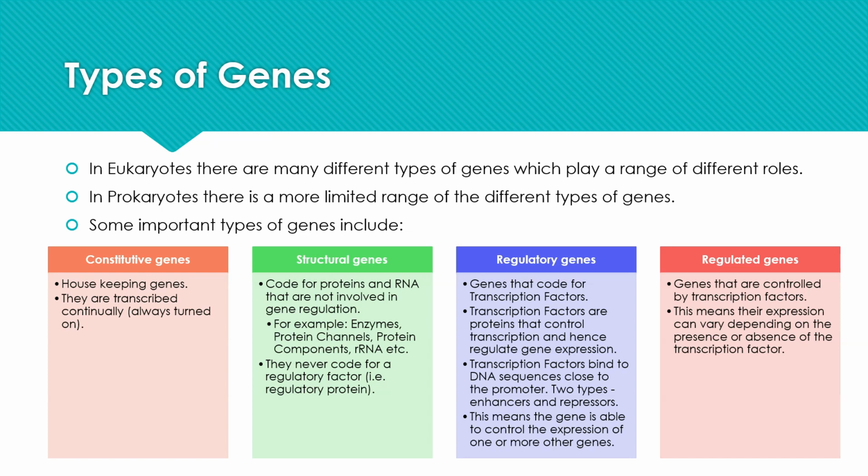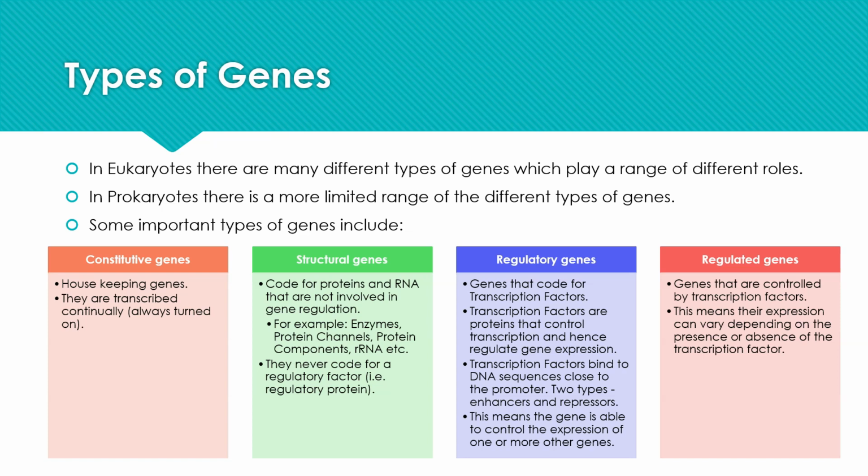Structural genes code for proteins. They might code for RNA fragments that actually are not used in gene regulation. So something like rRNA, which is ribosomal RNA, they might code for that. They could code for a protein that might be structural or a protein that might have a specific function.